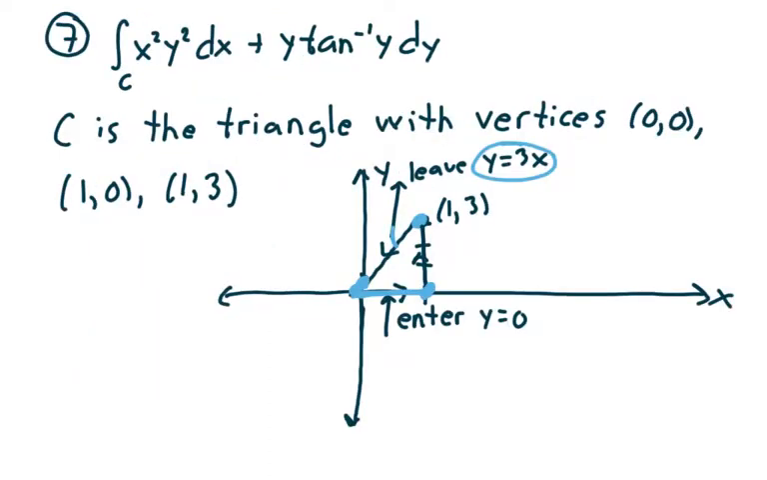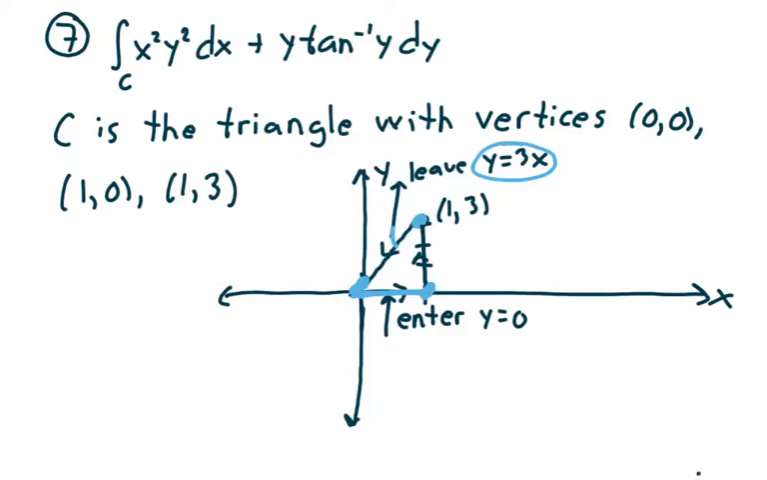If we take a look at problem 7, we're going to get the integral over C of x squared y squared dx plus y times arctangent of y dy. C is the triangle with vertices (0, 0), (1, 0), and (1, 3). So you notice I draw a picture of a triangle. And there's a really, really nice technique in order to find my limits for x and y.